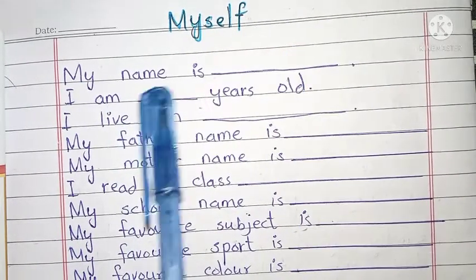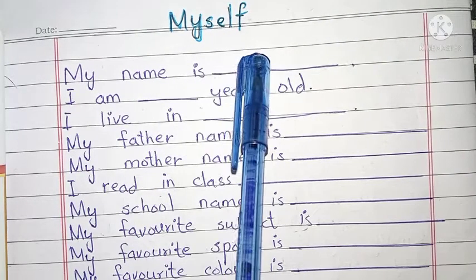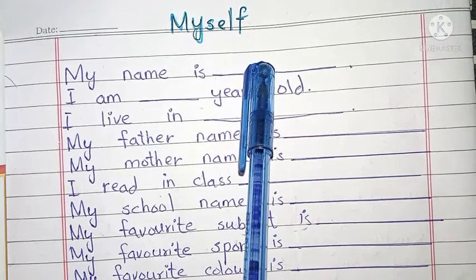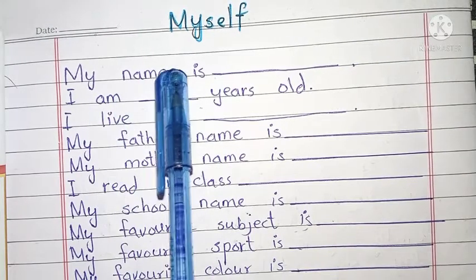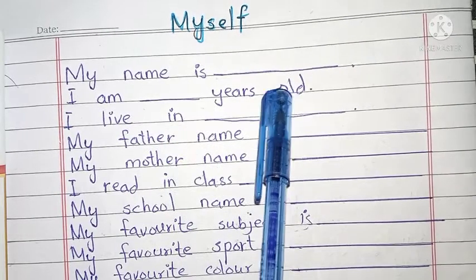You will write here. My name is Khalid. My name is Hassan. My name is Aisha. I am 7 years old. I am 8 years old, 9 years old.